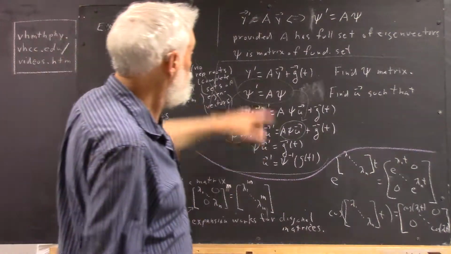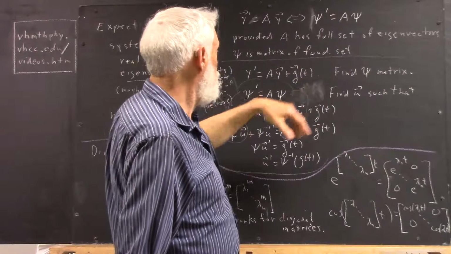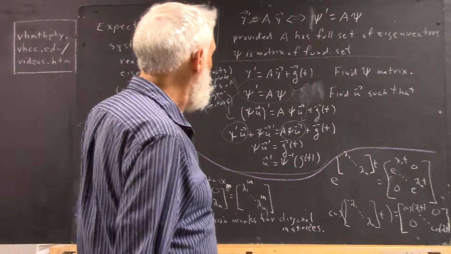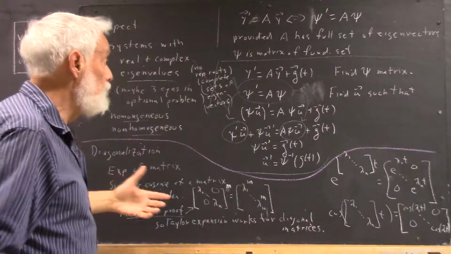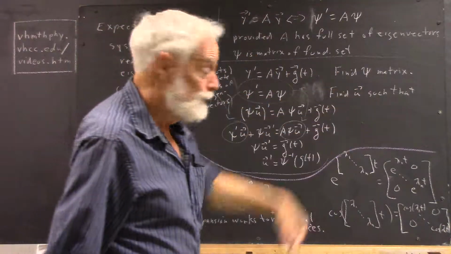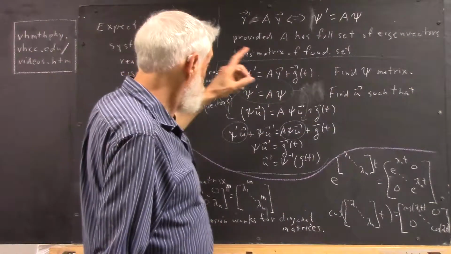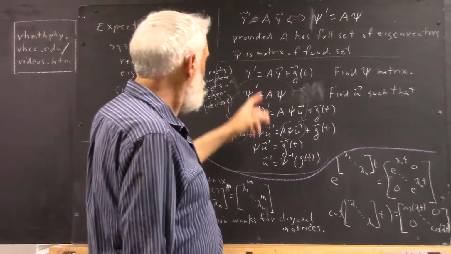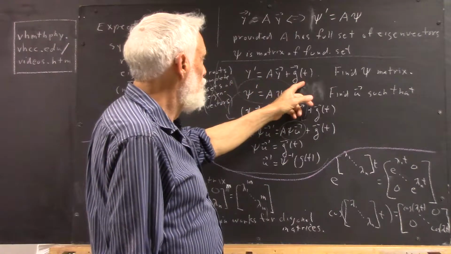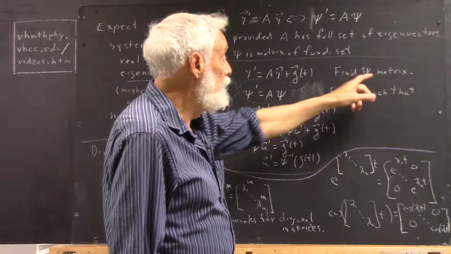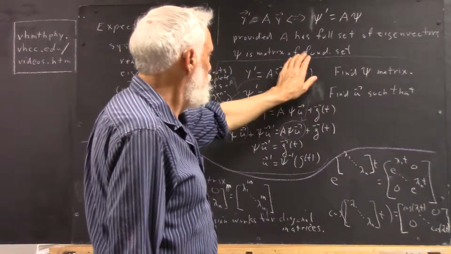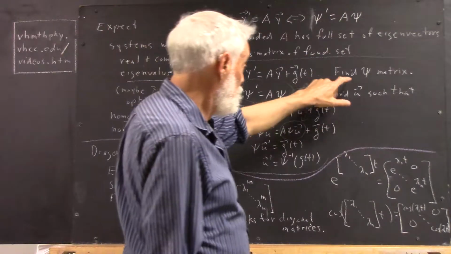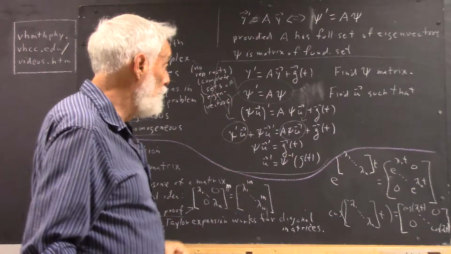Okay? And this will be the case provided A has a full set of eigenvectors and the psi matrix is your matrix of a fundamental set. There are conditions on this. You have to have a solution set among other things. Okay. Now, so we know what the psi matrix is. So if we have the equation y prime equals Ay plus g of t, we find the psi matrix. Now the psi matrix is the matrix of solutions of the homogeneous equation. I didn't write that down because presumably you're familiar with this.